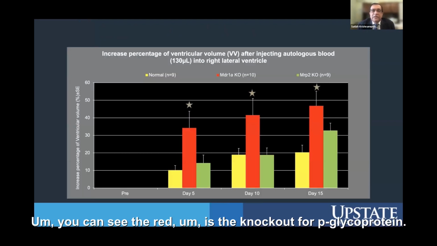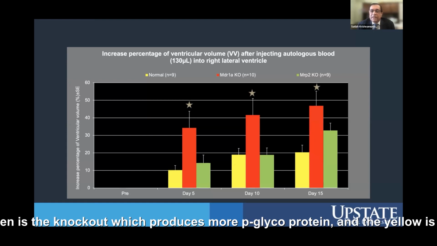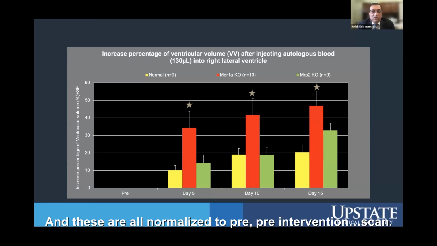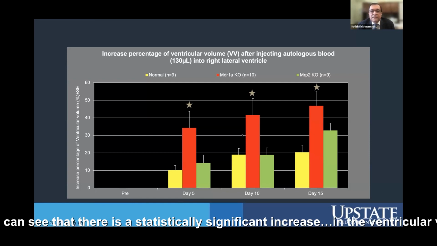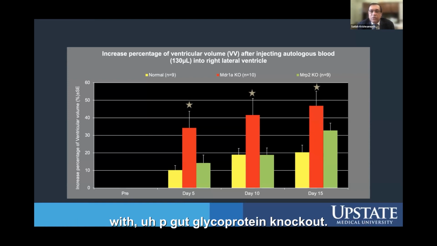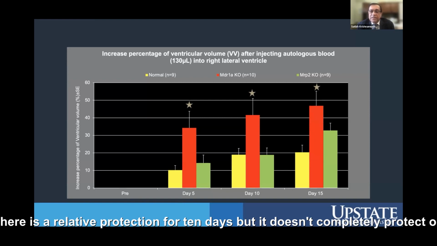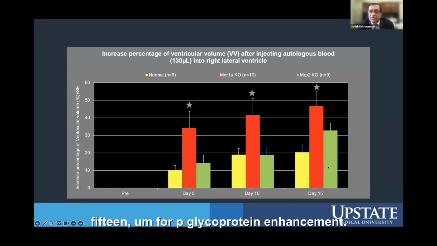Here are the results. You can see the red is the knockout for P-glycoprotein, and the green is the knockout which produces more P-glycoprotein, and the yellow is the control. And these are all normalized to the pre-intervention scan. So you can see that there is a statistically significant increase in the ventricular volume with P-glycoprotein knockout. And there is a relative protection for 10 days, but it doesn't completely protect on day 15.